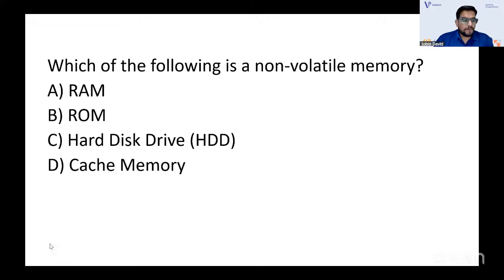Which of the following is a non-volatile memory? Is it RAM, ROM, HDD hard disk drive, or cache memory? What do you have? Yes, answers, everyone. Good evening, I can see your chat messages. You can tell the answer. It's very easy, the non-volatile memory is ROM, that is read-only memory. RAM is random access memory. So ROM is the non-volatile memory, read-only memory.